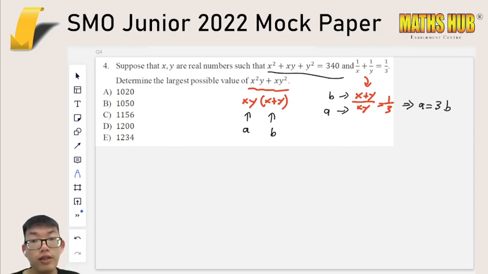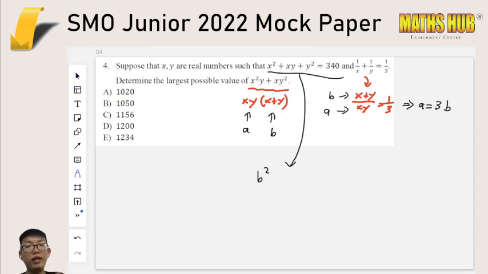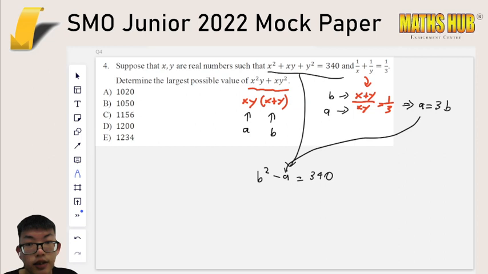So in order to get x squared plus xy plus y squared, we need to get the x squared and y squared somehow. What we will do is write it as b squared. Remember, x plus y squared is x squared plus 2xy plus y squared. So if I subtract off one copy of xy, which is a, I get 340. This is great news because now I have a equals 3b. I can substitute that into here and I've got myself a quadratic equation.